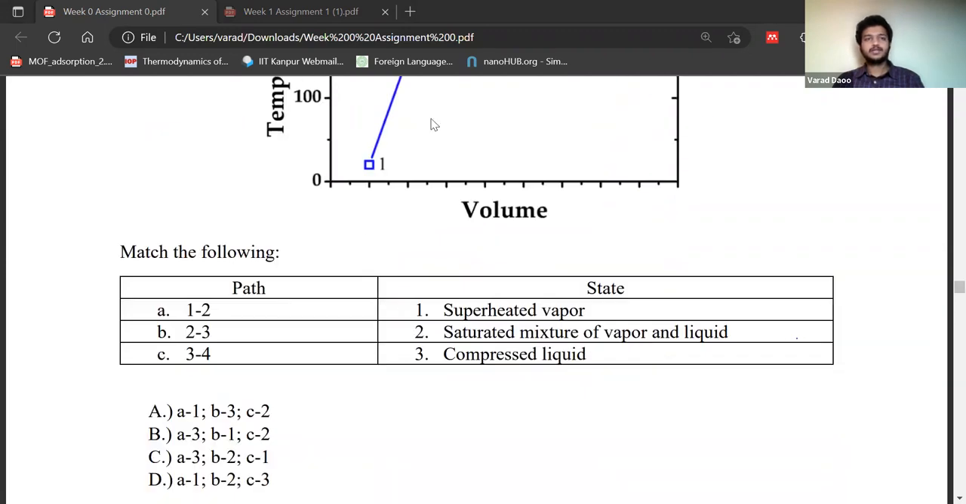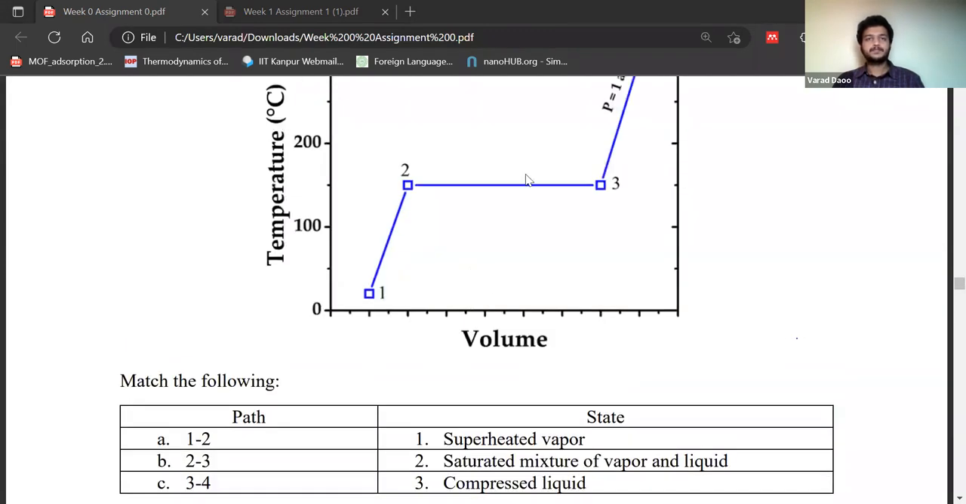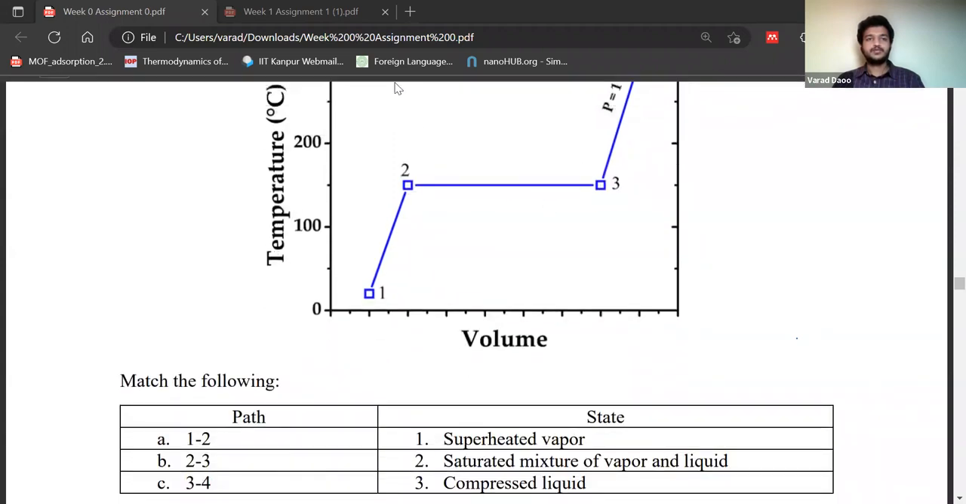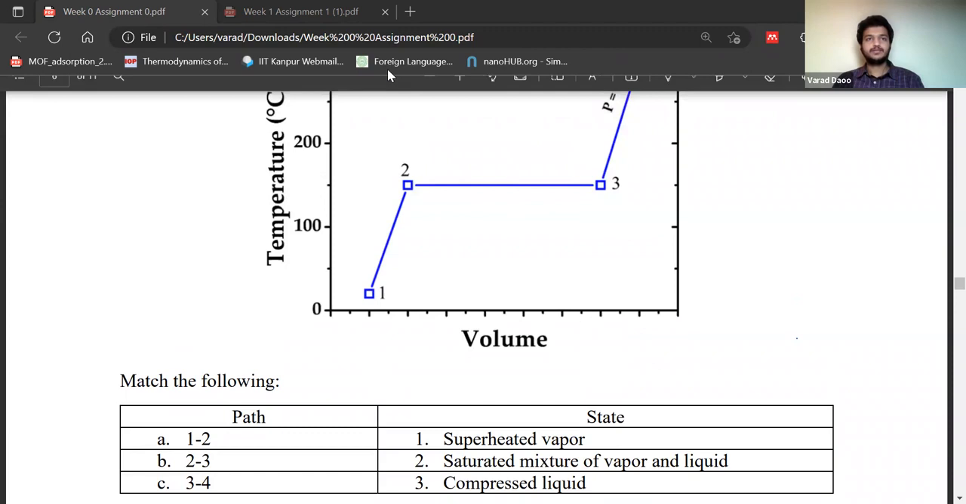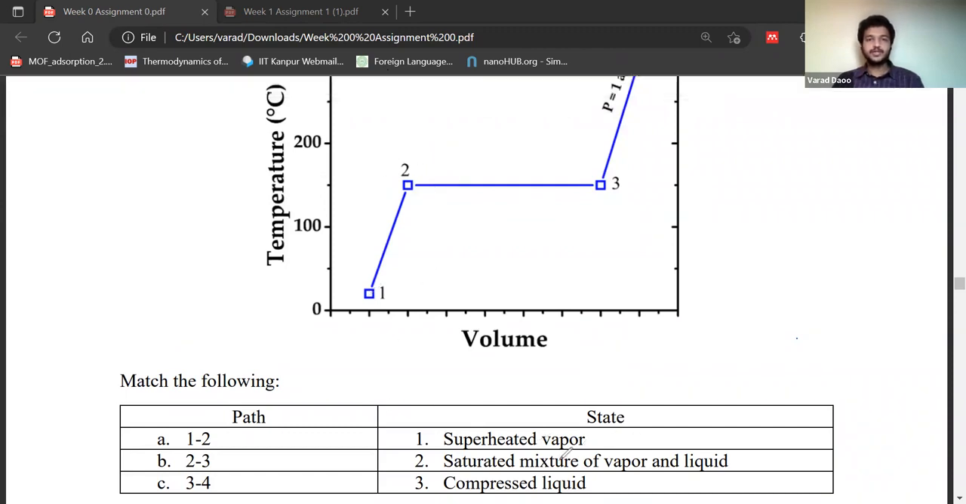So we are asked to match the following. Okay. Let us put it like this. So what is the 1 to 2 path? What is this part, whether it's a saturated vapor, vapor-liquid mixture, or compressed liquid? 2 to 3 and 3 to 4.